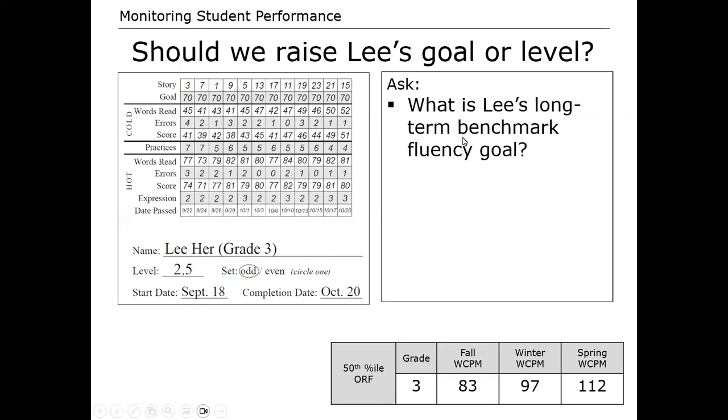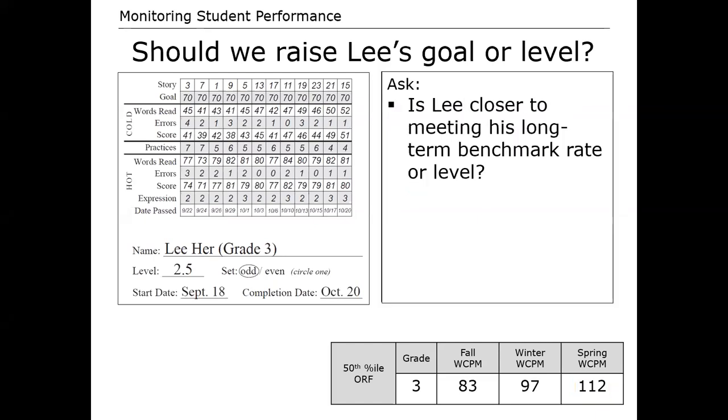His long-term fluency benchmark goal as a third grader, Lee is a third grader, is to read 112 words correct per minute on third grade level material the first time by the end of the school year. That's his benchmark goal from a rate standpoint. Okay, level standpoint, we want him reading third grade level material. So which is he closer to? Is he closer to rate or level?